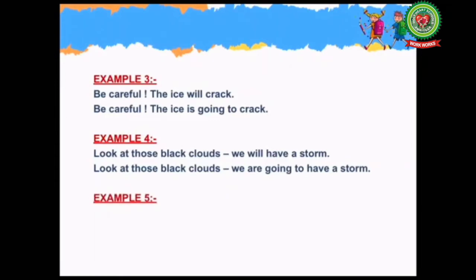Next example number 5. I shall tell you a story. Here again what do we have to do? We will replace will or shall with are and we have to add going to. So what will be our answer? Our answer will be I am going to tell you a story.